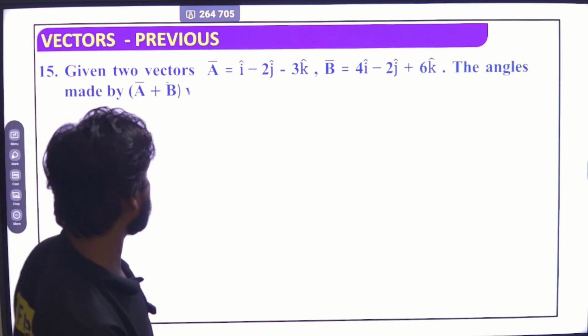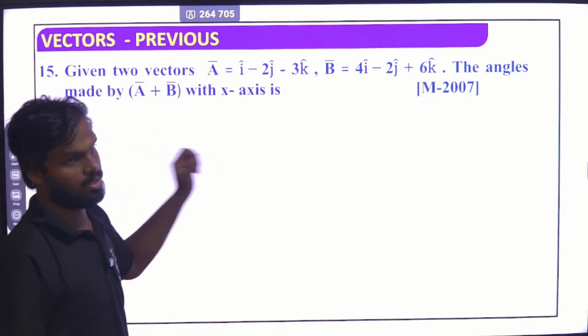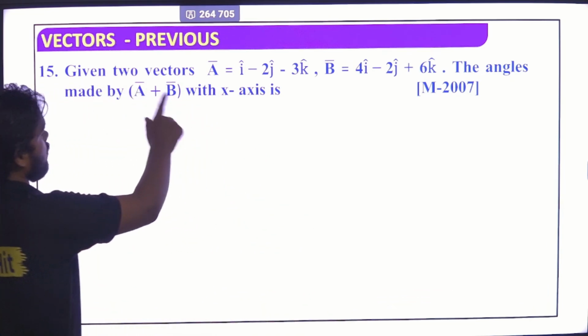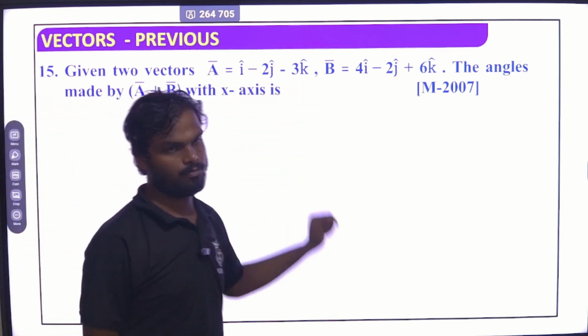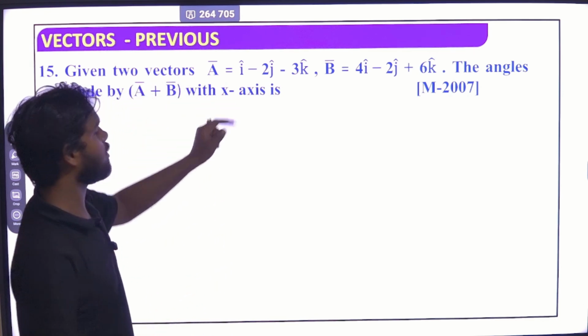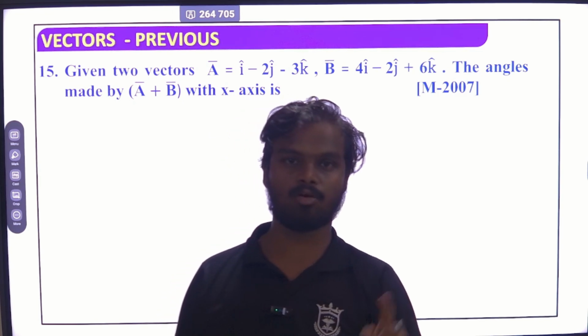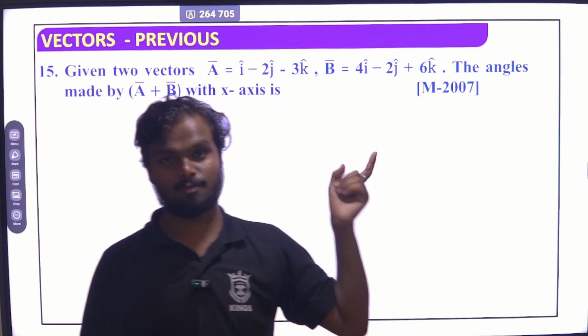Vector A is given, vector B is given, then find the angle made by the A plus B vector with the x-axis. Very simple question. First you have to calculate vector A plus vector B. Then you have to find the angle with the x-axis. What is the angle of the vector with the x-axis? That is given by cos alpha. How to calculate cos alpha? I explained you the formula.